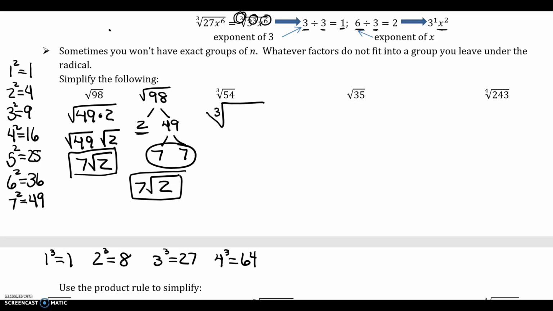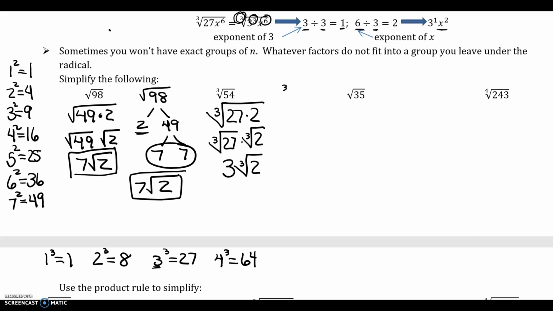So I'm going to rewrite 54 as 27 times 2. And then I'm going to use my product property to separate this out into the product of 2 different cube roots. I know that the cube root of 27 is 3. So my final answer is 3 cube root of 2.